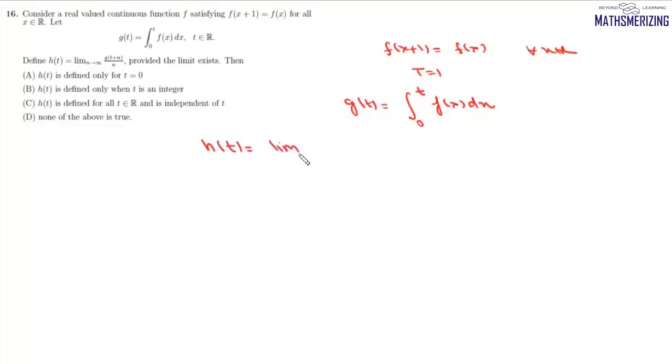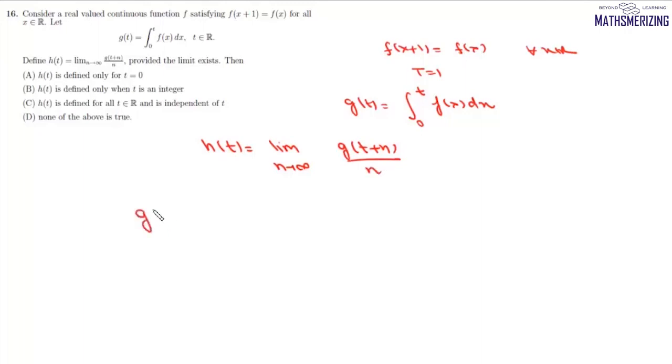Question number 16 is, consider real valued function f satisfying f(x plus 1) equals f(x) for all x belongs to R. That means this function is periodic with period 1. We are given that g(t) is this integral from 0 to t of f(x) dx, and we have defined this function h(t) as this limit n tends to infinite of g(t plus n) upon n.